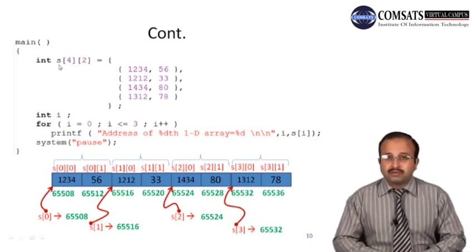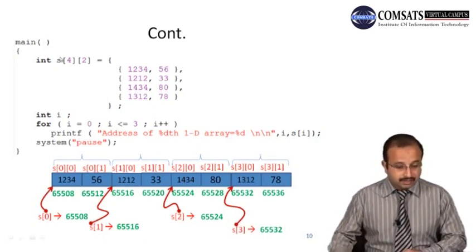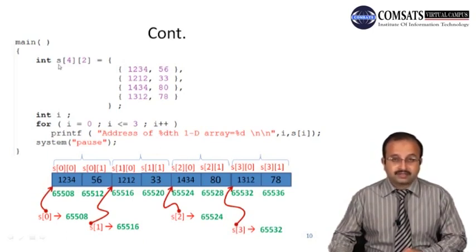Remember in the one dimensional array I told you that the name of the array is actually the pointer to the group of elements that are of the same data type. So this S is a pointer to the group of elements and all of them are of the same data type. Now we are going to access the elements of this array using this pointer S.